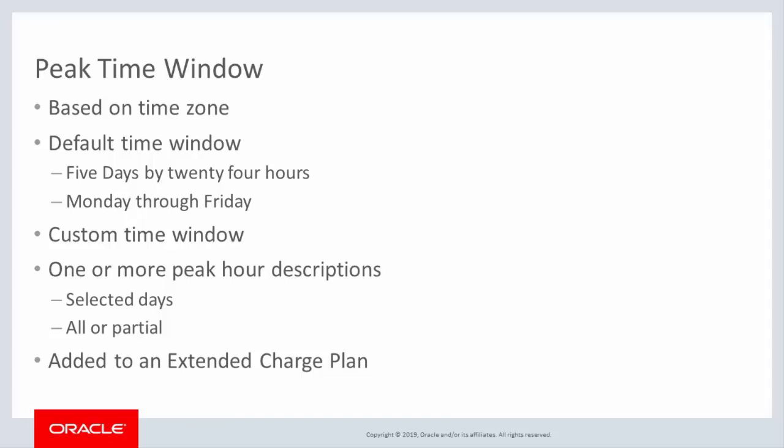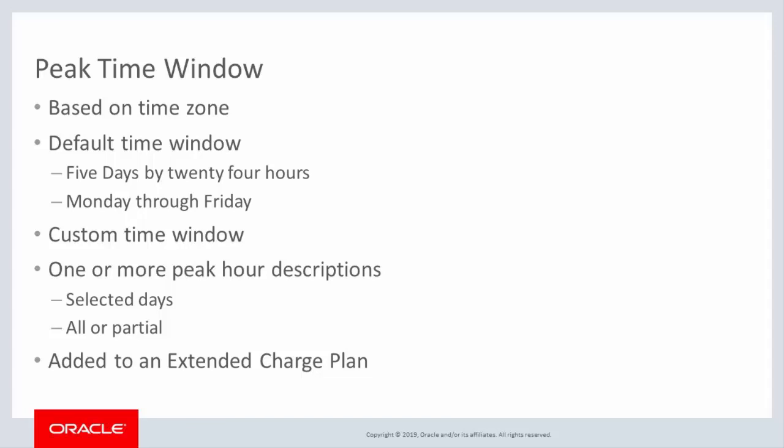The peak hours for the default or global time window are all day for 5 days per week, Monday through Friday. You can create custom time windows with their own separate peak hour definitions. Within the peak hour definition, you select particular days and specify a time period that applies to all selected days. The time period can be all day or can be defined by start and stop times. Custom time windows are applied to extended charge plans, which are discussed in an upcoming segment.